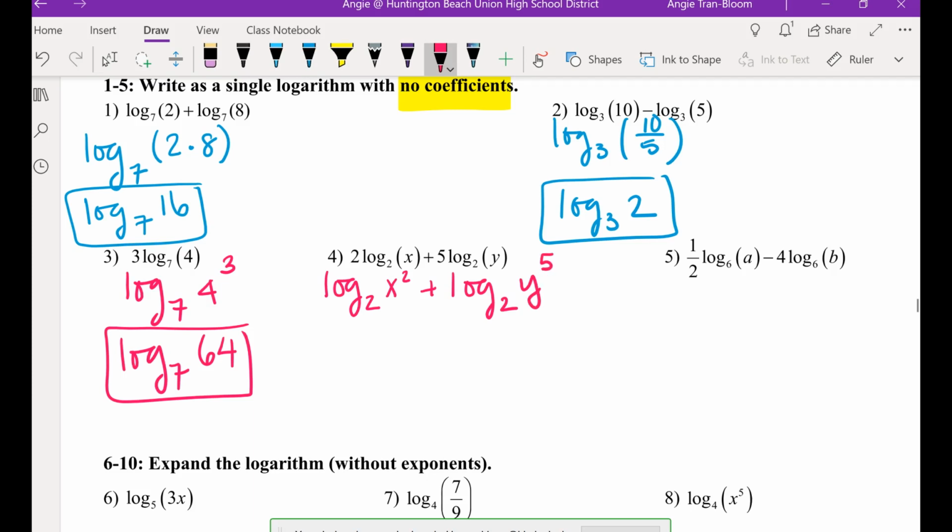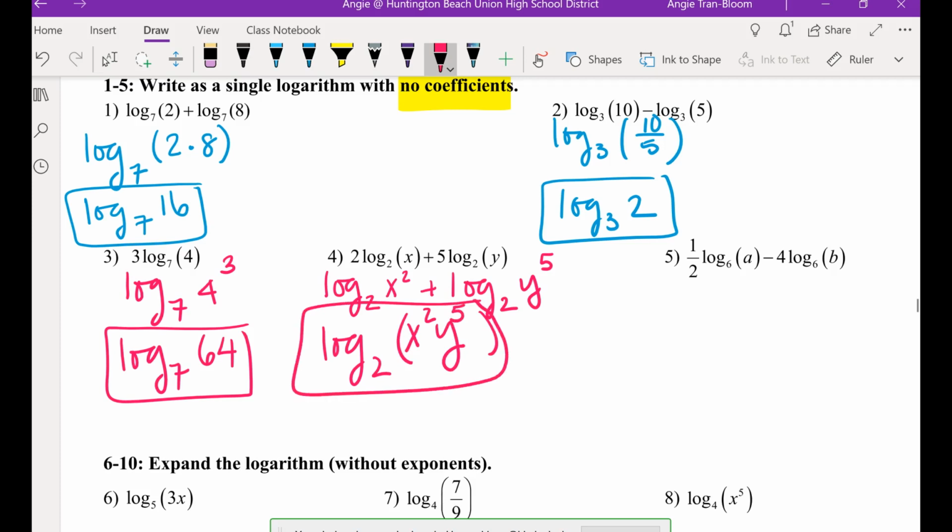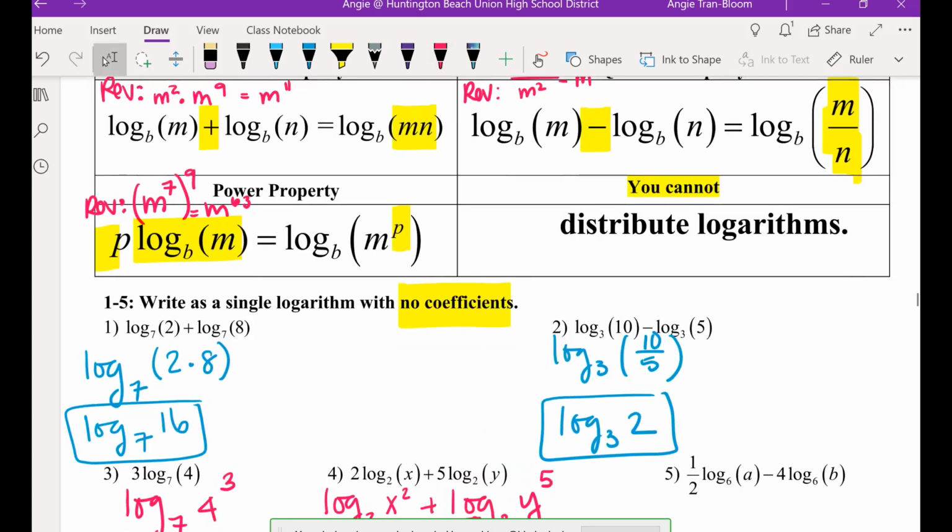Are the bases the same? Is it addition, subtraction? Addition. What are we going to do? Write it as log base 2 of what? X squared times y to the 5th. Box that up. Yes, Brandon C. Yeah, because it's 5 times log base 2 of y. In log, remember, if it's a multiplication, it becomes a power. Brandon, if it's p times log, it becomes that.